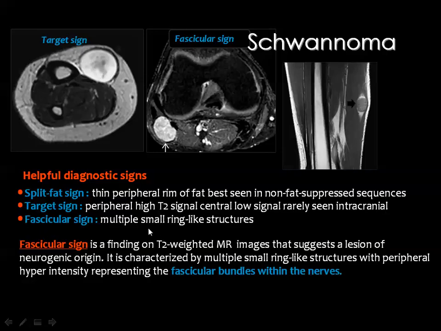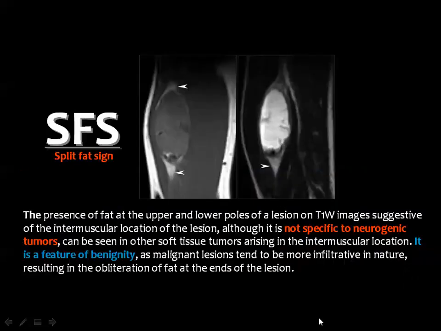The fascicular sign. In this sign you see the tumor with internal minute intermediate signal representing the nerve fascicles. And this is one of the signs also that is characteristic for neurogenic tumors.